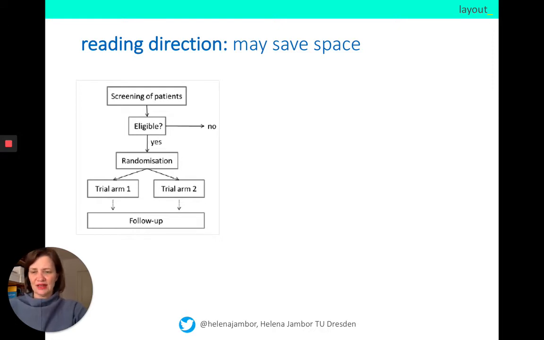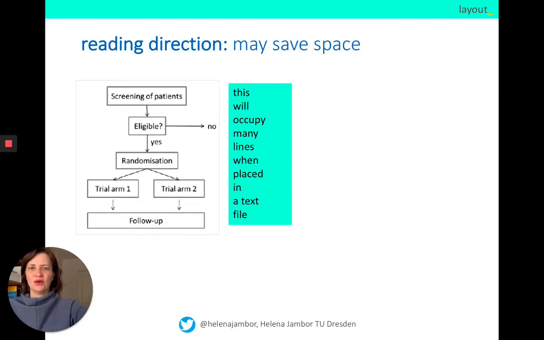So here is a hierarchical relationship diagram, if you want, which explains the protocol of a clinical trial. You screen the patients, then you decide whether they're eligible, etc., and then you go to the trial arm. A layout in a vertical orientation like this, which is a column, requires a lot of space. And sometimes if we place it into a text of, for example, a grant application, we might not have so much space. If you calculate, a layout like this will occupy many lines when placed alongside a text file.